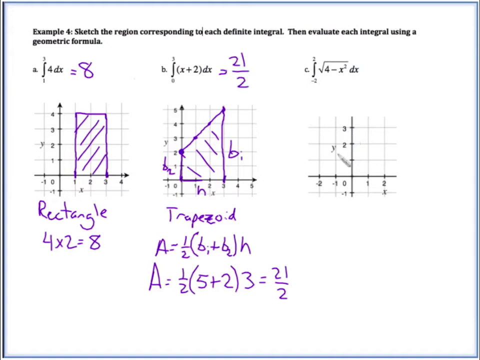All right, let's try our next one. So here we're going from -2 up to 2 of the square root of 4 minus x squared. Well, we know here that if y equals the square root of 4 minus x squared, if we square this, we would have y squared equals 4 minus x squared. And we add x squared to the other side, so x squared plus y squared equals 4. Hey, we have a circle, where the radius is 2 and the center's at 0, 0. So there's the center and 2 for our radius.